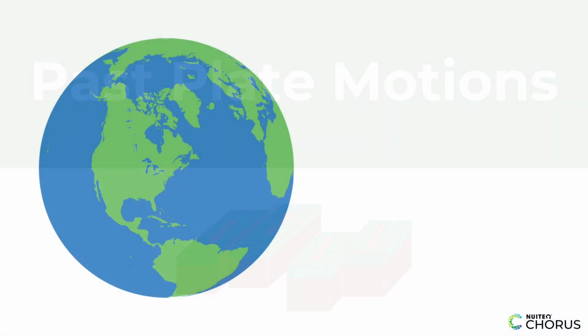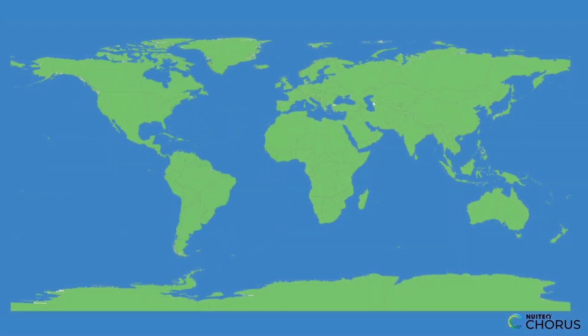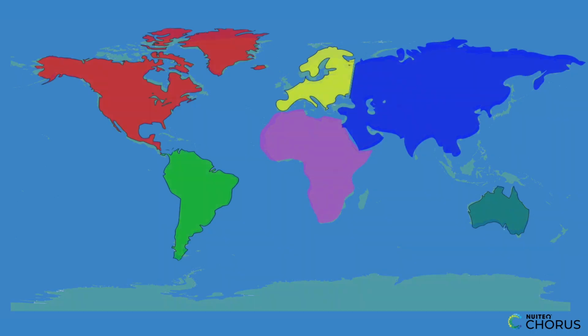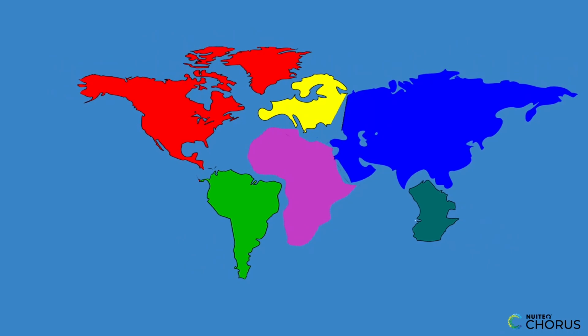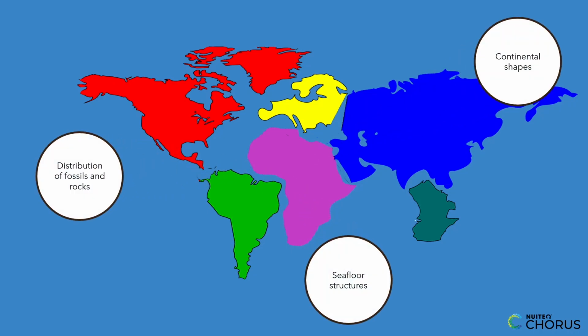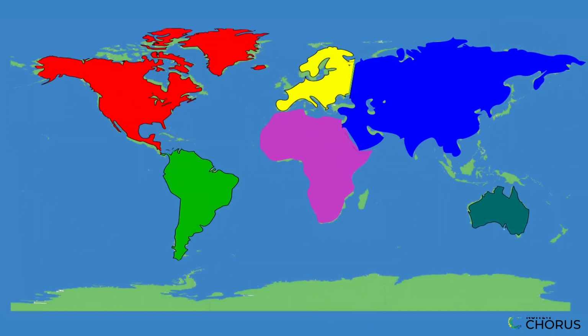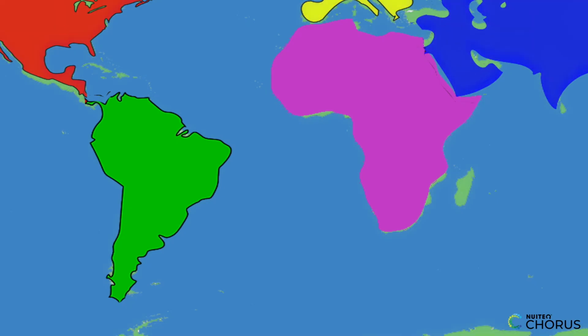Imagine the Earth is a giant jigsaw puzzle. The pieces of the puzzle are the different continents and the fossils and rocks that are found on them. As you might have noticed, some pieces of the puzzle look similar and fit together perfectly, while others look different and don't fit together at all. This is similar to how the distribution of fossils and rocks, continental shapes, and seafloor structures provide evidence of past plate motions.